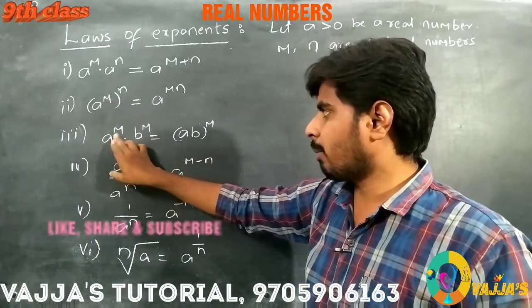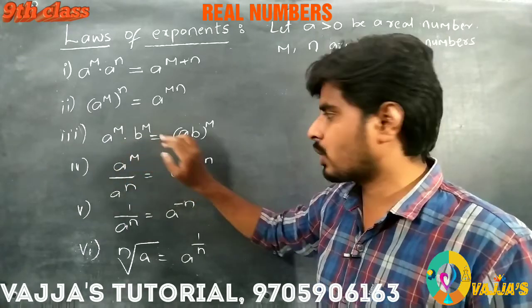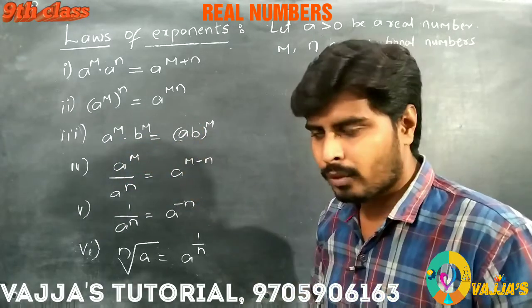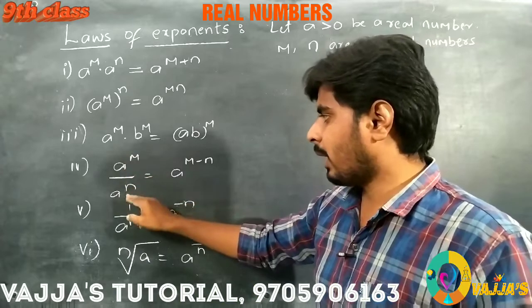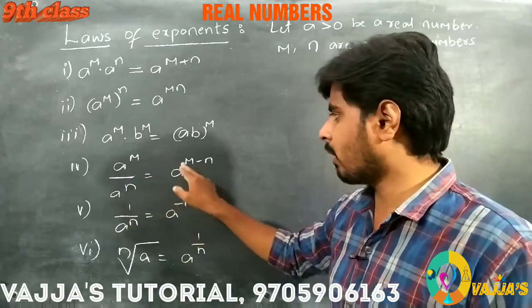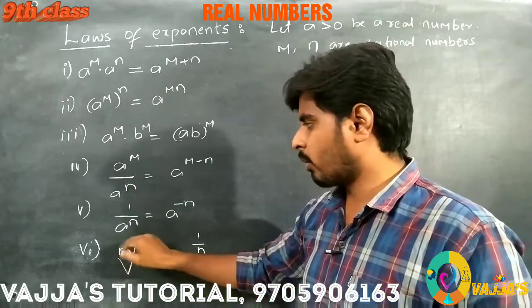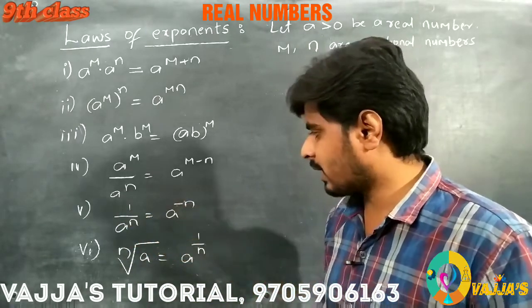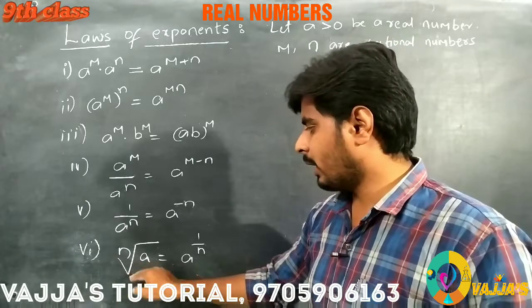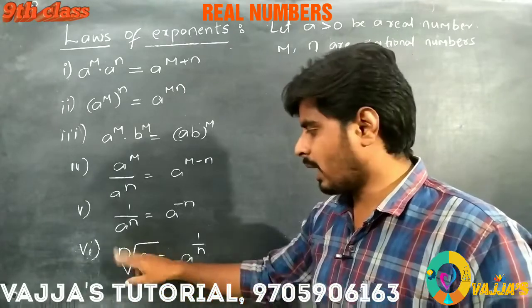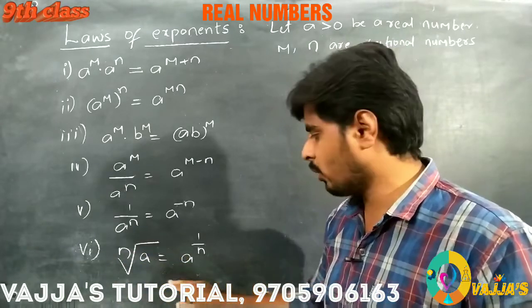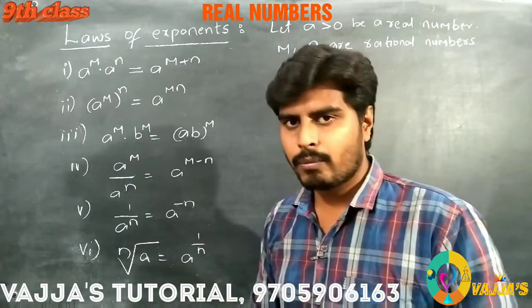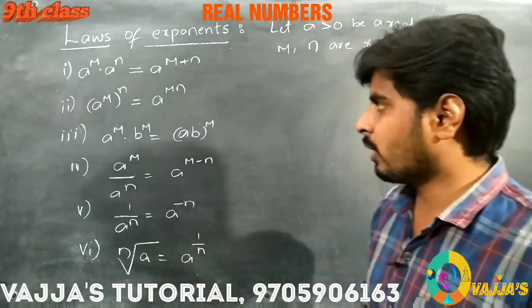Third one: a power m into b power m is equal to ab whole power m. Next, a power m by a power n is equal to a power m minus n. Fifth one: 1 by a power n is equal to a power minus n. Sixth one: the nth root of a is equal to a power 1 by n. Now let us see an example for each case.